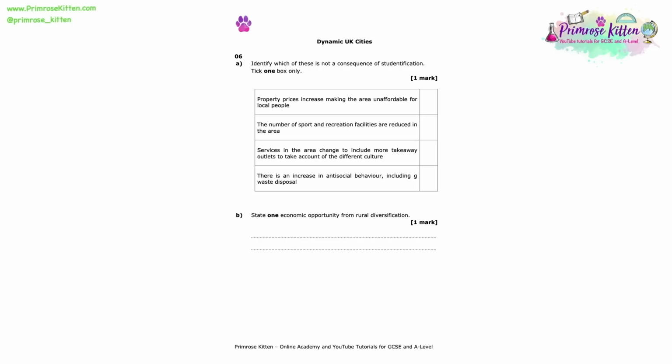Question 6, Part A. Identify which of these is not a consequence of studentification for 1 mark. The correct answer here is the second option. The number of sport and recreation facilities are reduced in the area.